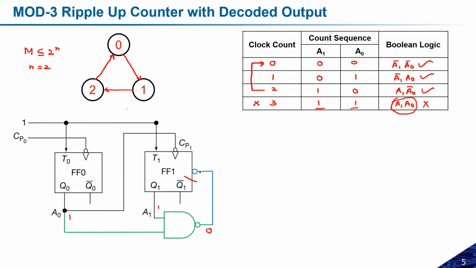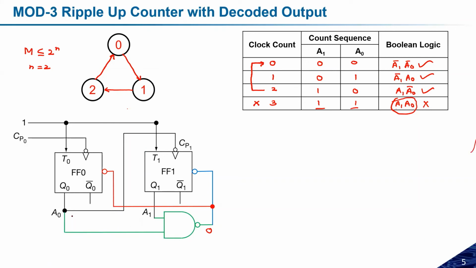This will connect to this one, and that will clear ff1. So a1 will become 0, and the same thing will be connected to ff0, and because the same signal is connected, the outputs of both flip-flops will become 0 0. Let me explain the working of this circuit, how it is working.